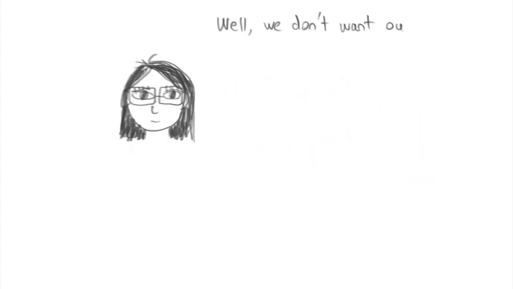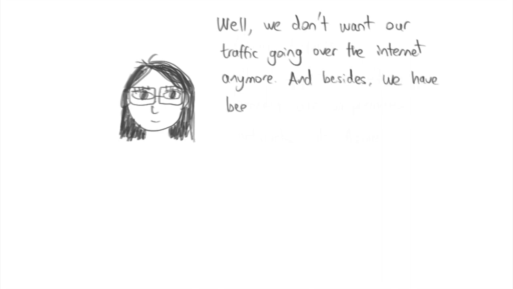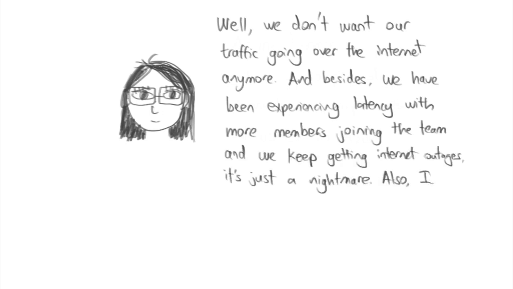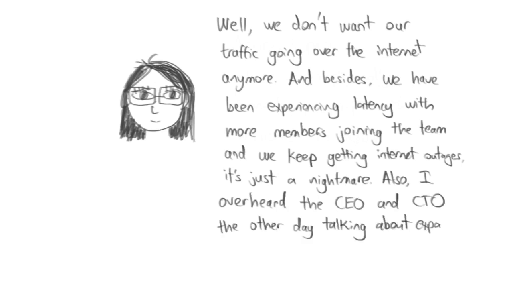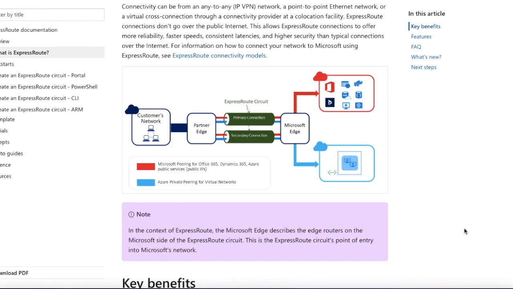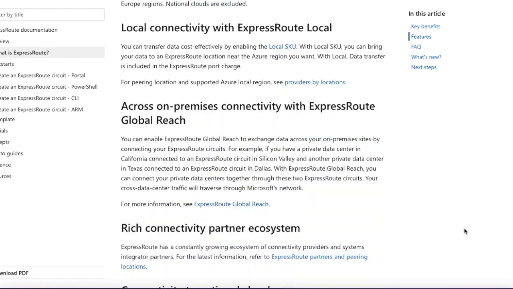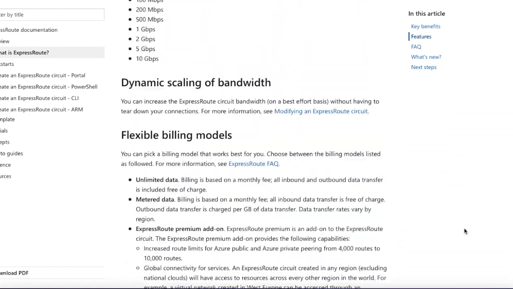Well, we don't want our traffic going over the internet anymore. And besides, we have been experiencing latency with more members joining the team, and we are getting internet outages. It's just a nightmare. Also, I overheard the CEO and the CTO the other day talking about expanding the office to the other side of the country, and that sounds interesting enough. So you pull up Microsoft Docs to have a little read on the features and benefits of ExpressRoute.